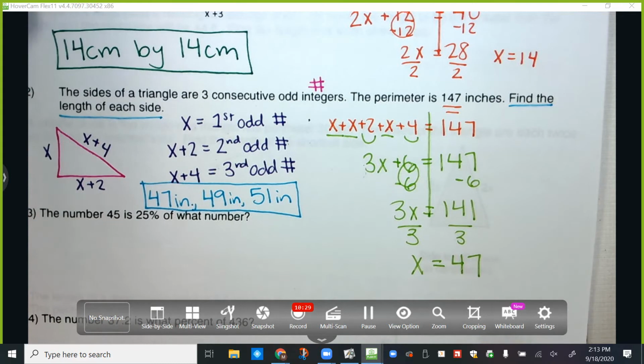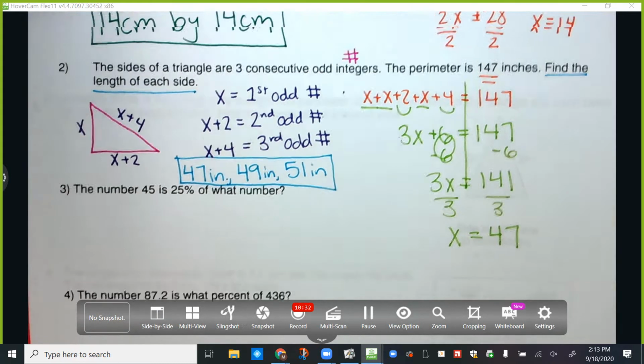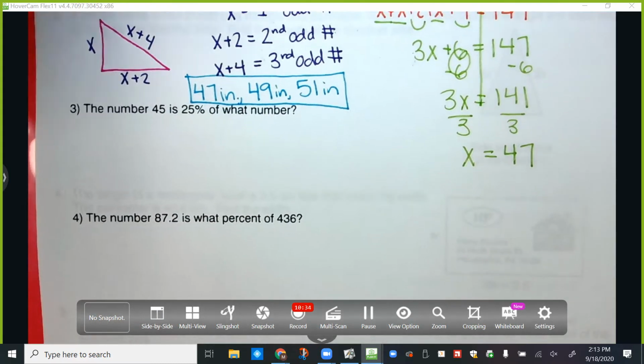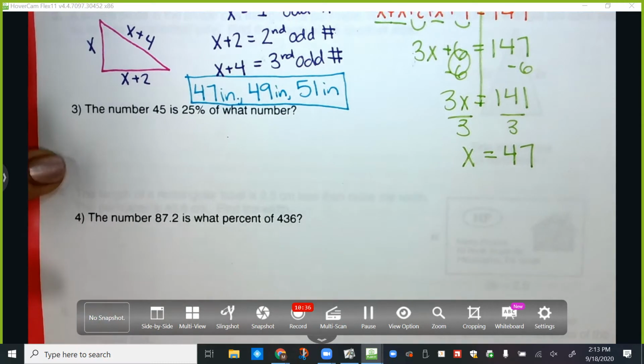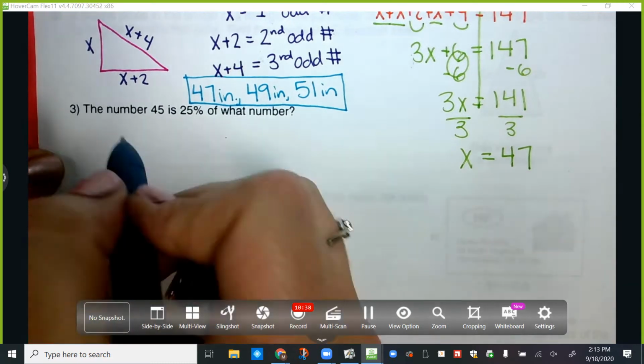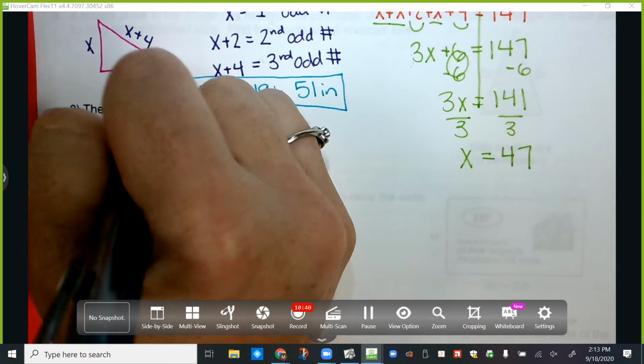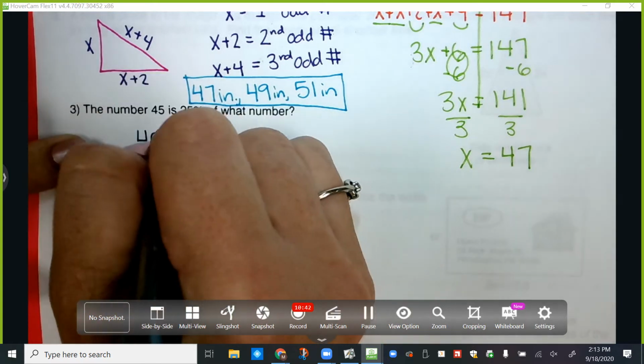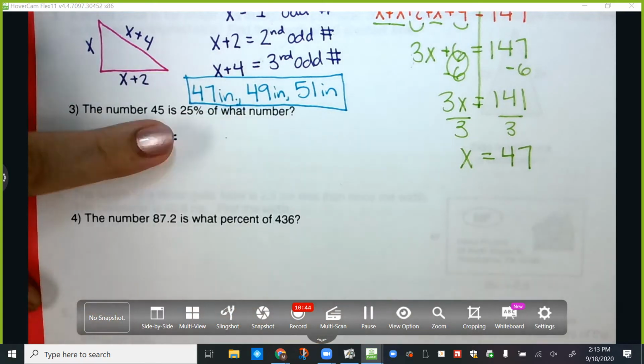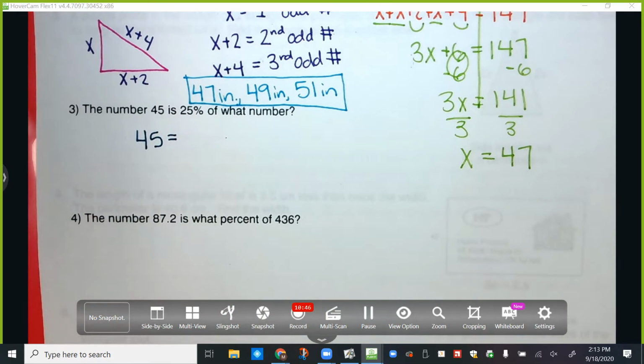Okay, so let's look at the next two. I like these two. I think they're super simple because really the sentence tells you the equation. So let's look at this one. It says the number 45 is, well, we can write is means equals, 25% of what number? Now, when we're dealing with percents, don't we usually multiply? Like if you're trying to find a discount, you're going to multiply, right? So we know this is going to be multiplication.